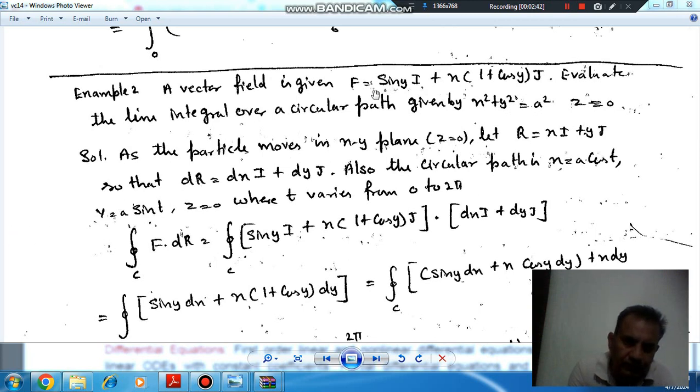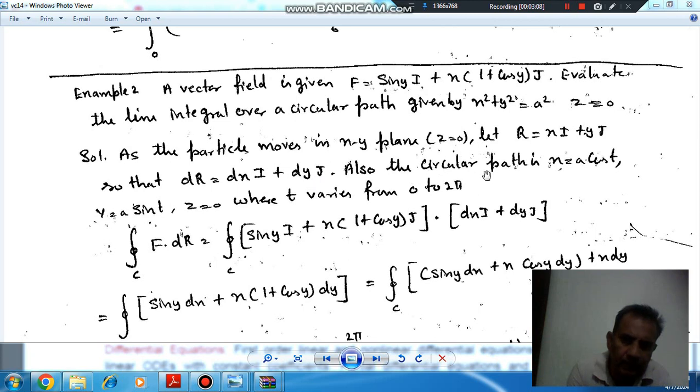So here F is given as sin y i plus x(1 plus cos y) j, and as it is a circular path, the equation of the circular path is x square plus y square is equal to a square. So we can take r is equal to xi plus yj, because this is also a plane, and dr is equal to dx i plus dy j.